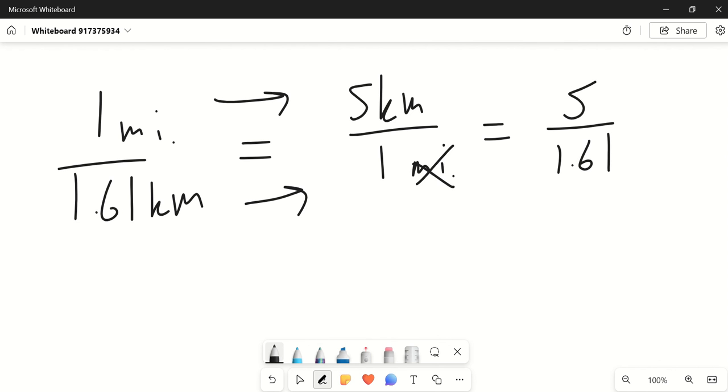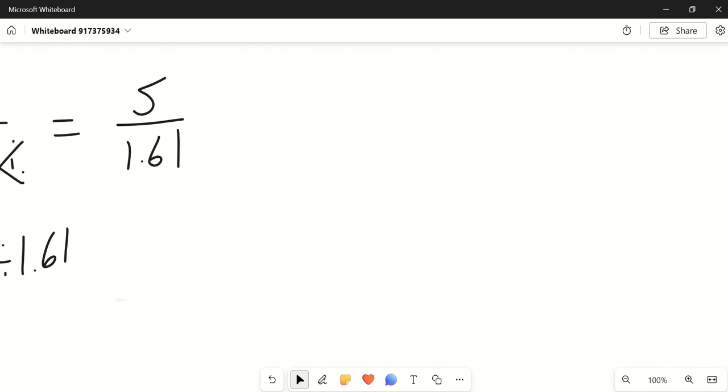We multiply straight across, which gives us 5 over 1.61. The miles would be gone, and the kilometers would be gone, because we're going to find out how many miles this is. And this would become 5 divided by 1.61. In this case, this is how we would do this the long way.